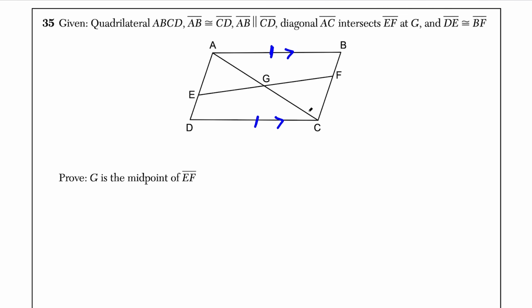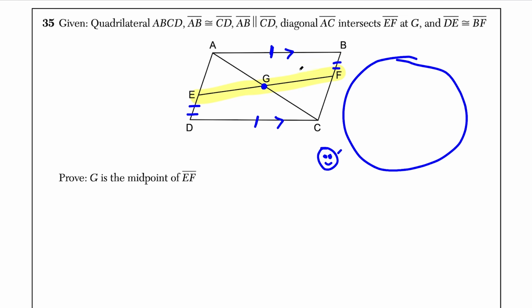And then we have diagonal AC intersects EF at point G, and we have DE is congruent to BF. So I'm going to put marks over here to show that these segments are also congruent. And now the proof statement is we have to prove that G is the midpoint of EF. So we're trying to prove here that G is right in the middle of EF. When I do these questions, I spend a lot of time thinking of strategies. So the proof here, once again, is to prove that G is the midpoint of EF.